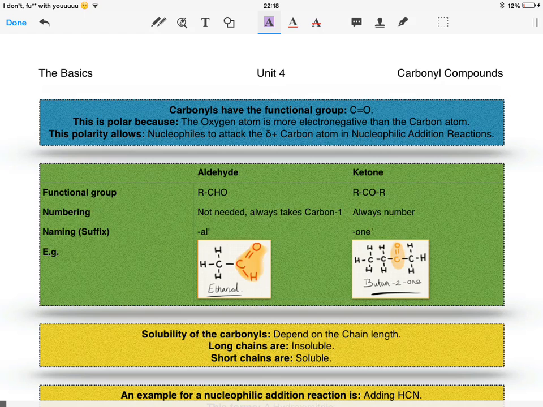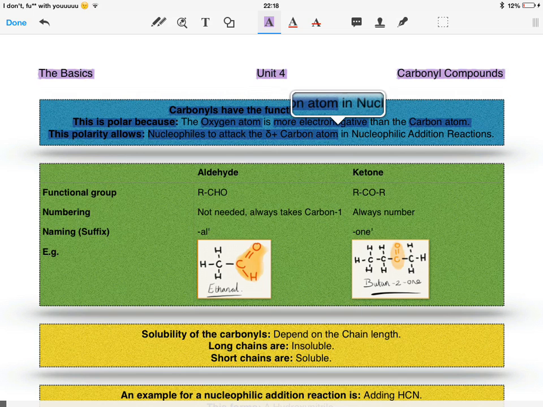This video is on the carbonyl compounds, which is 3.4.5 on the spec. It's part of Unit 4, and as always I'm starting with the basics. So carbonyls have the functional group C double bond O. This is polar because the oxygen atom is more electronegative than the carbon atom. This polarity therefore allows nucleophiles to attack the partially positive carbon atom in nucleophilic addition reactions.